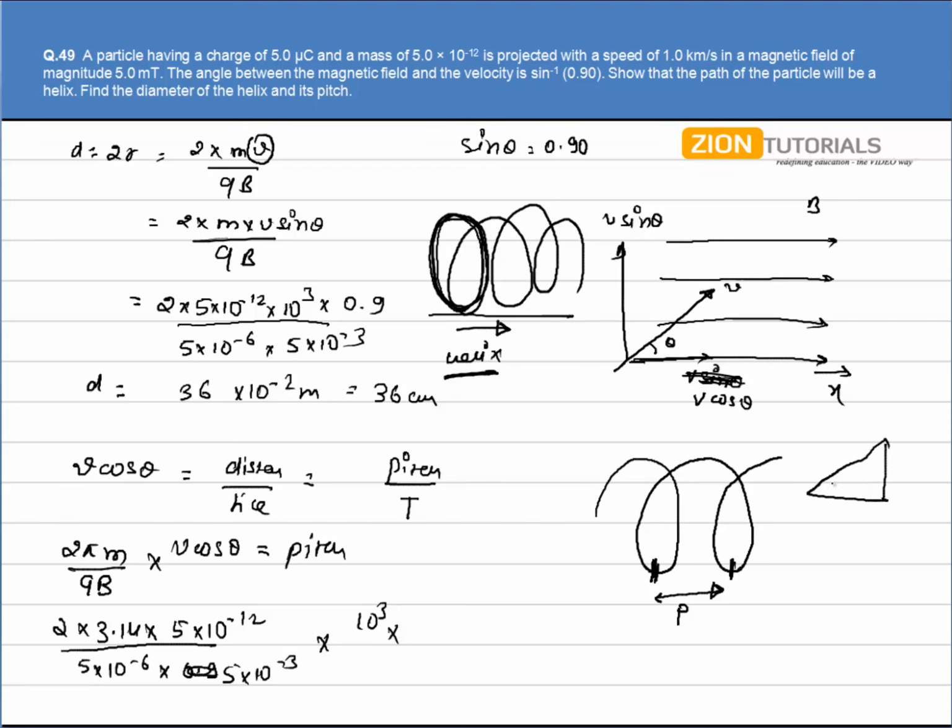Let's say this is my theta. Sin θ is perpendicular over hypotenuse, so perpendicular is 0.9, hypotenuse is 1. I can calculate the base by the Pythagoras theorem, √(1 − 0.9²). So cos θ comes out to be base upon hypotenuse, that is √(1 − 0.9²)/1. Solve this equation, and you get the value of pitch as 54 centimeters. That is the answer.